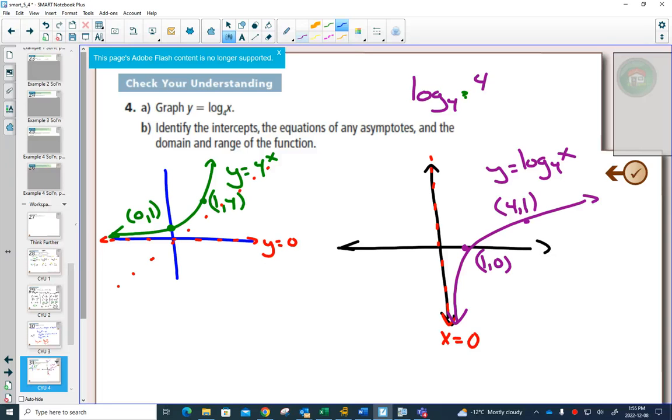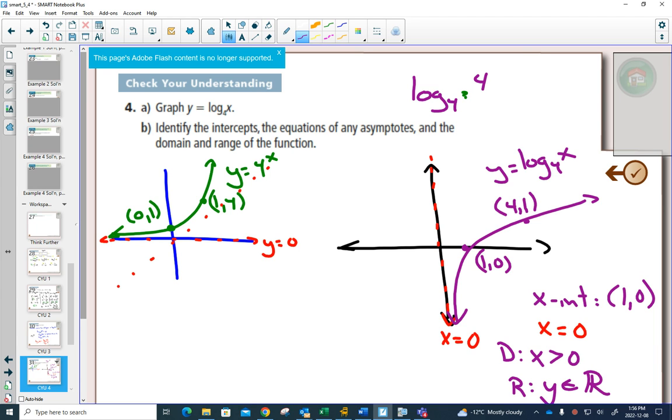So in the purple graph it says identify the intercepts. It has only an x-intercept. It has no y-intercepts. Equation of the asymptote. The asymptote is at x equals 0. Domain and range. The domain, x has to be bigger than 0. The range is everything.